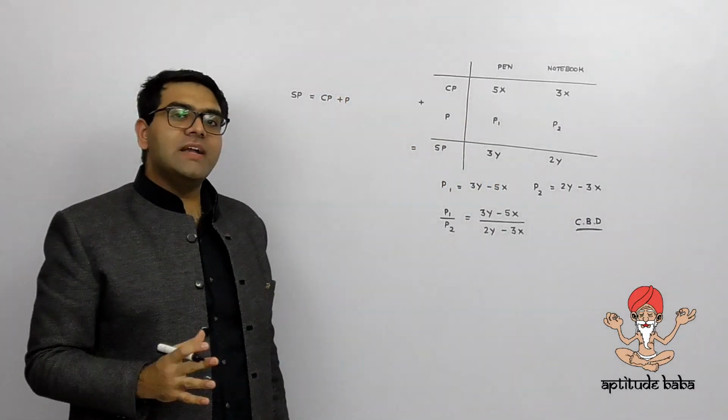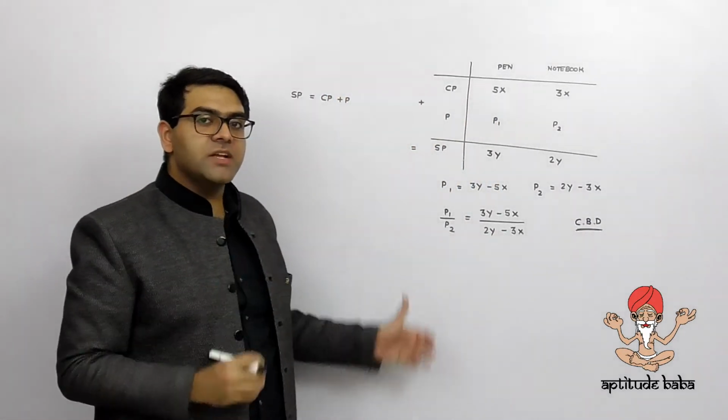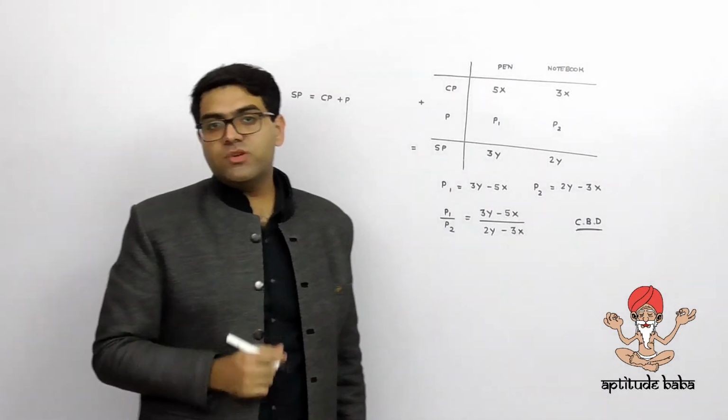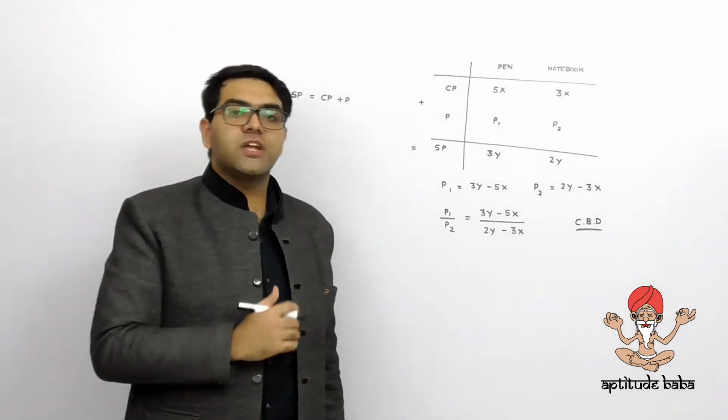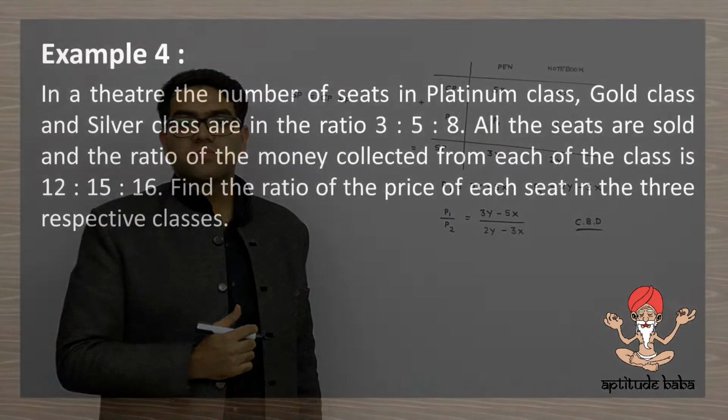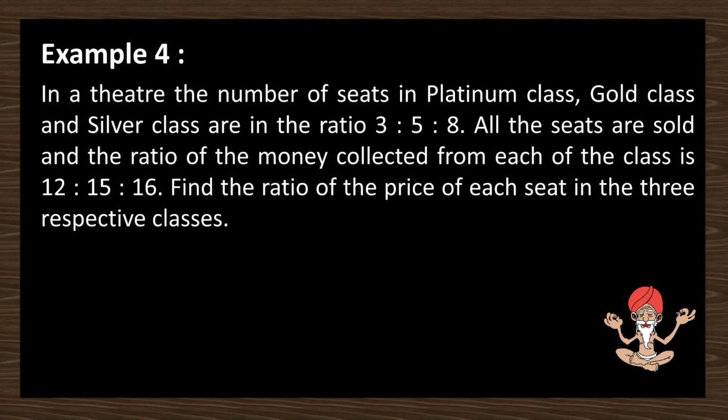Hopefully we all are finding this method of putting things in a table very helpful. One more example and then we shift on to the next type of questions. In a theater, the number of seats in platinum class, gold class and silver class are in ratio 3:5:8. All the seats are sold and the ratio of money collected from each of the classes is 12:15:16. Find the ratio of the price of each seat in three respective classes.